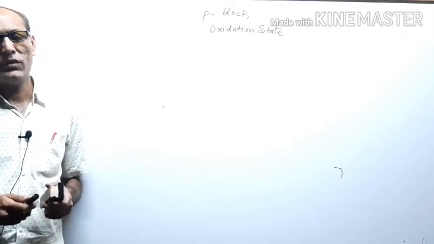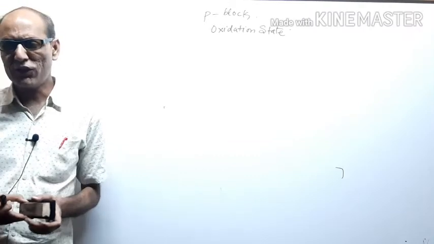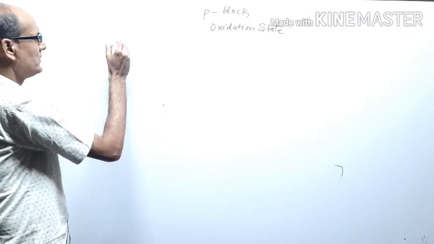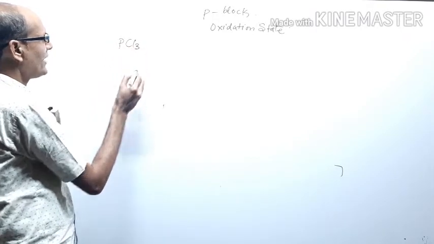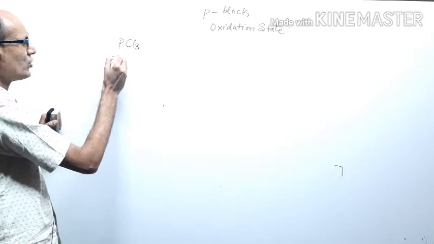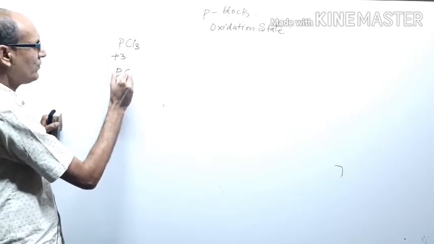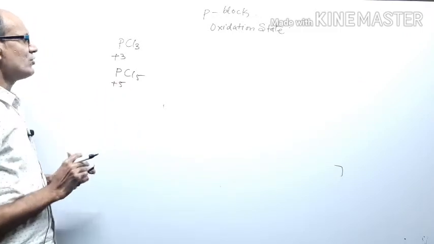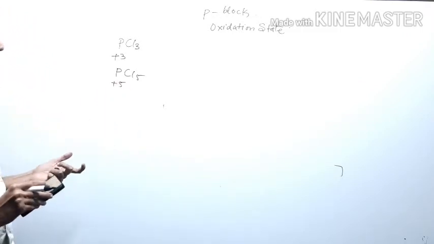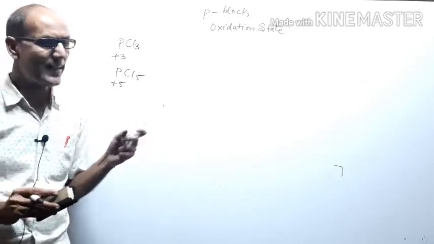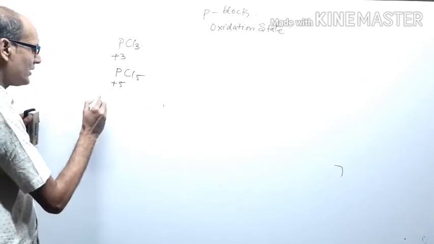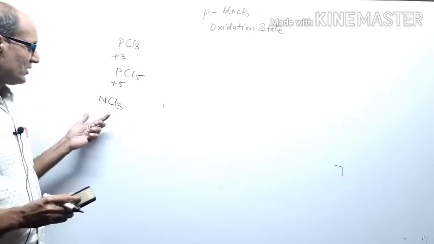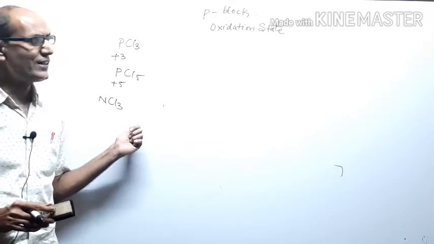Phosphorus can show both +3 and +5 oxidation states. See, in the compound PCl3, the oxidation state of phosphorus is +3, while in PCl5, the oxidation state of phosphorus is +5. Nitrogen does not show the +5 oxidation state in the form of halide. Nitrogen can form only NCl3, not NCl5, because a d subshell is not present in nitrogen.